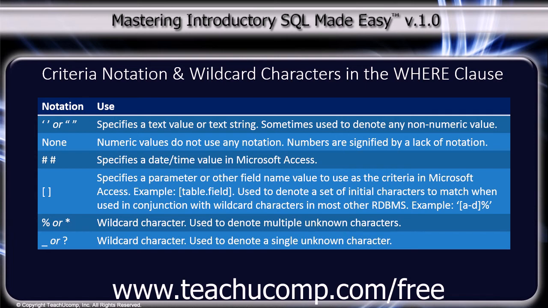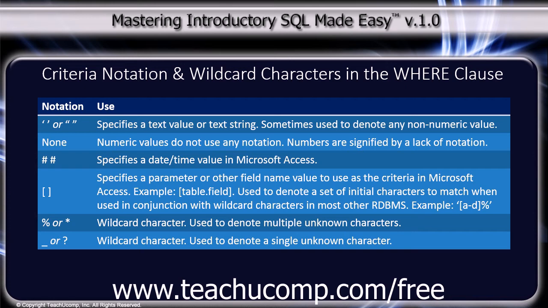So for example, table.field enclosed within brackets. Alternately, brackets are used to denote a set of initial characters to match when used in conjunction with wildcard characters in most other RDBMSs. So for example, within single quotes, bracket A-D bracket % would find any words within that field that start with the letters A, B, C, or D and have any number of characters that follow them.